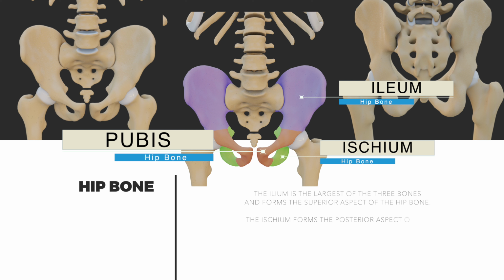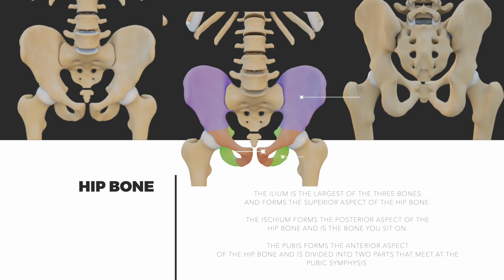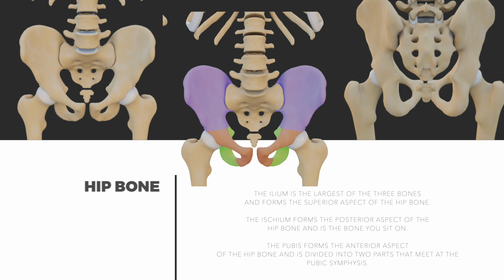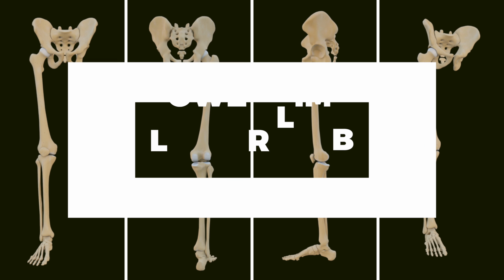The ischium forms the posterior aspect of the hip bone and is the bone you sit on. The pubis forms the anterior aspect of the hip bone and is divided into two parts that meet at the pubic symphysis. The lower limb contains 30 bones.